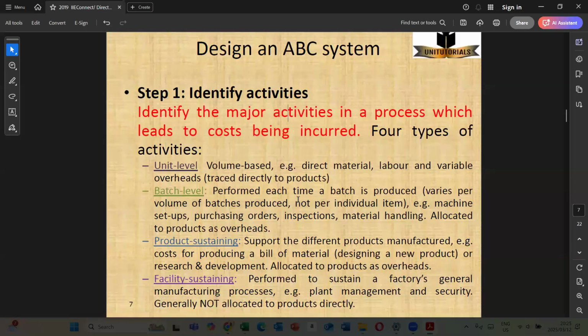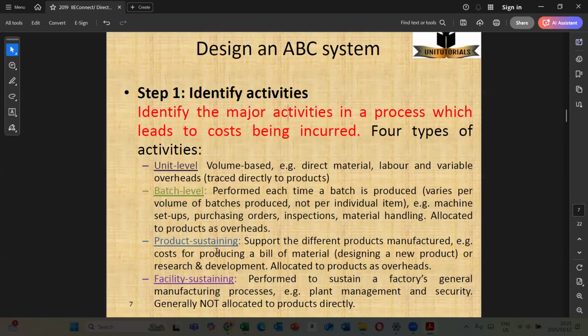So we are saying some cost or activities are driven by the number of batches that we have. We're going to look at that part just now, or maybe on Saturday, depending on time. Then we can move on to product sustaining.